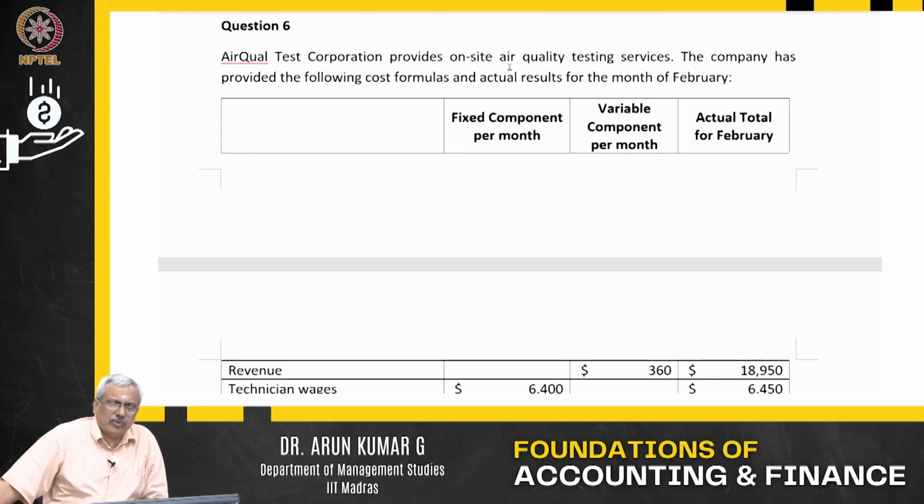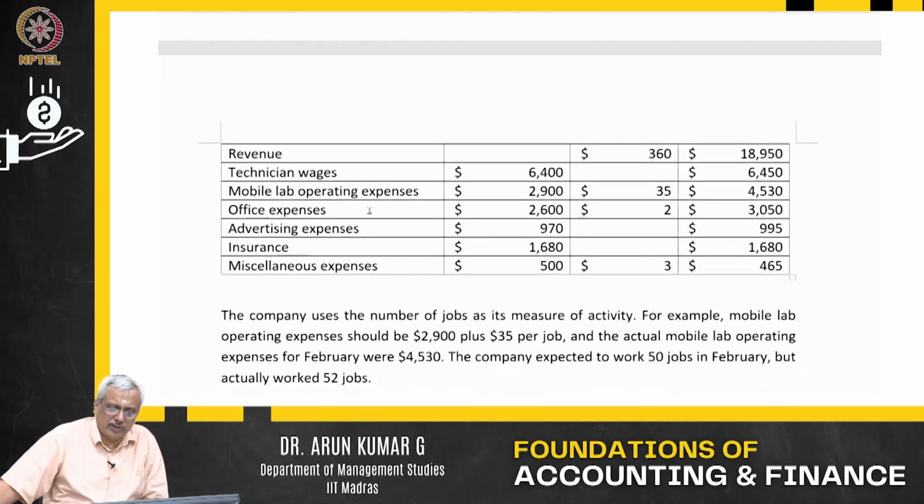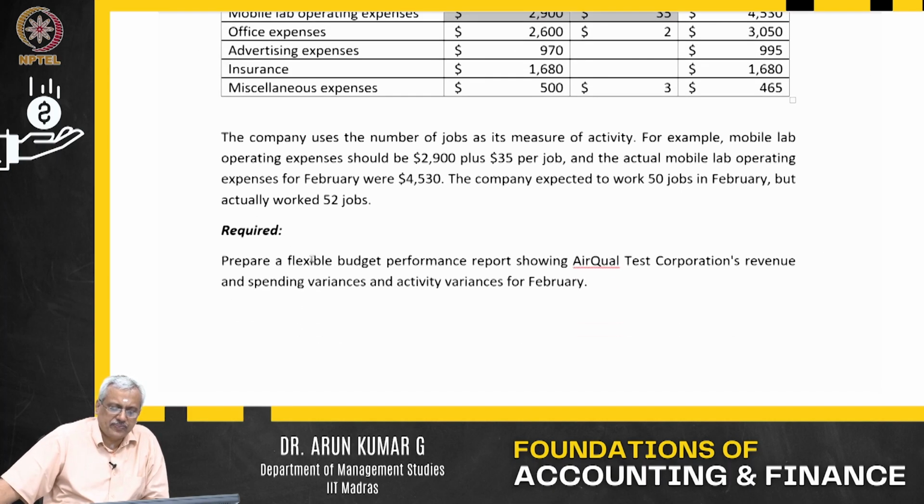Air Qual Test Corporation provides on-site air quality testing services. The company has provided the following cost formulas and actual results for the month of February: fixed component per month, variable component per month, and actual total for the month of February. The company uses the number of jobs as its measure of activity. For example, mobile lab operating expenditure should be about 2,900 plus 35 per job. That is 2,900 fixed plus 35 variable, and so on.